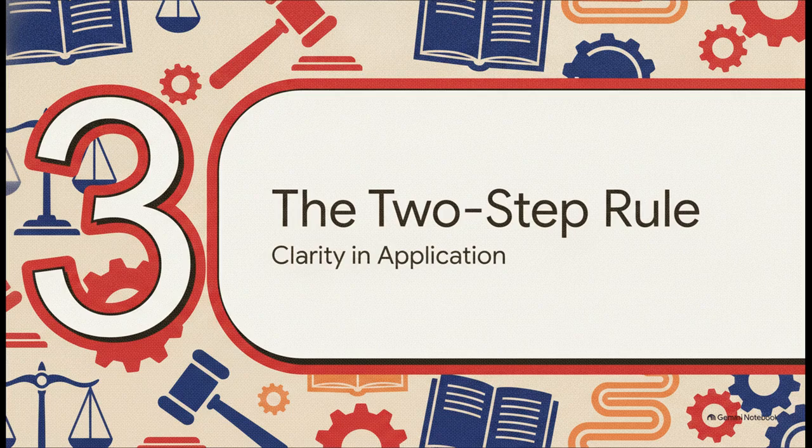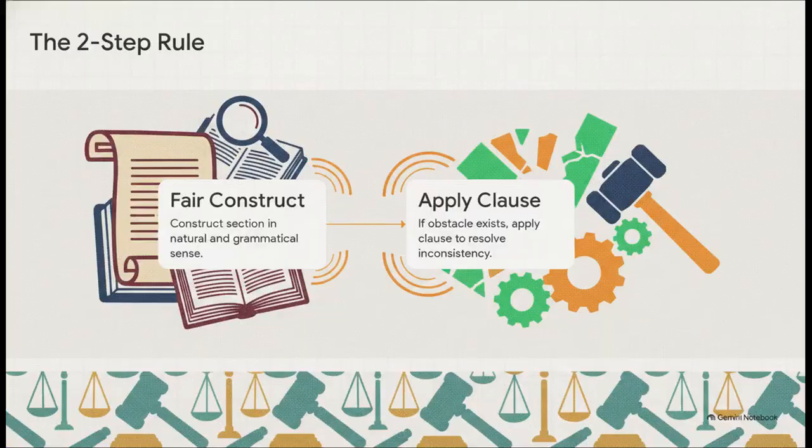All right, Section 3, the two-step clarity rule. Lawmakers have this massive power, but courts definitely don't let them just swing it around wildly. This brings us to a really famous precedent set by Justice Patanjali Sastry in the Ashwini Kumar Ghose case. The court established a strict two-step clarity rule. Step 1, you must first give the enacting section a fair construction in its natural and grammatical sense. Basically, you have to figure out what the law actually means on its own two feet.